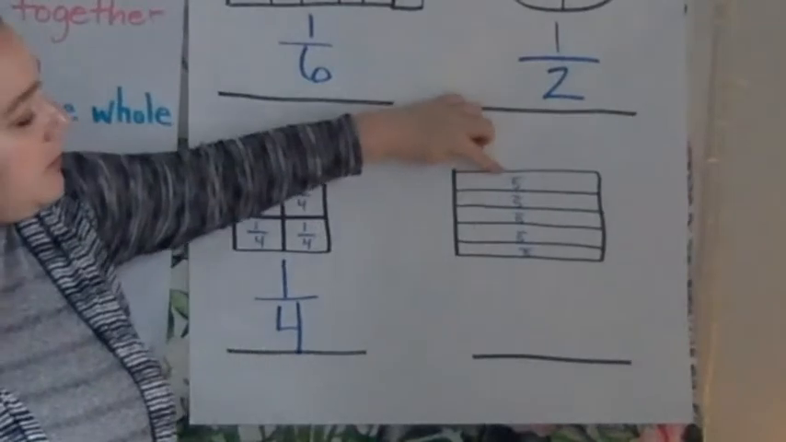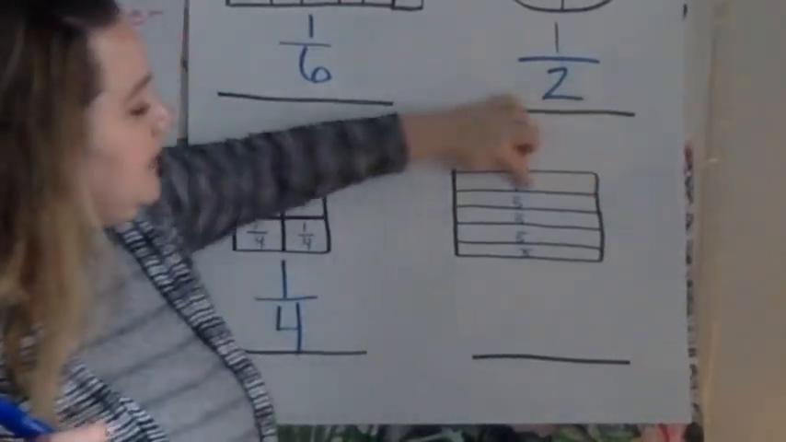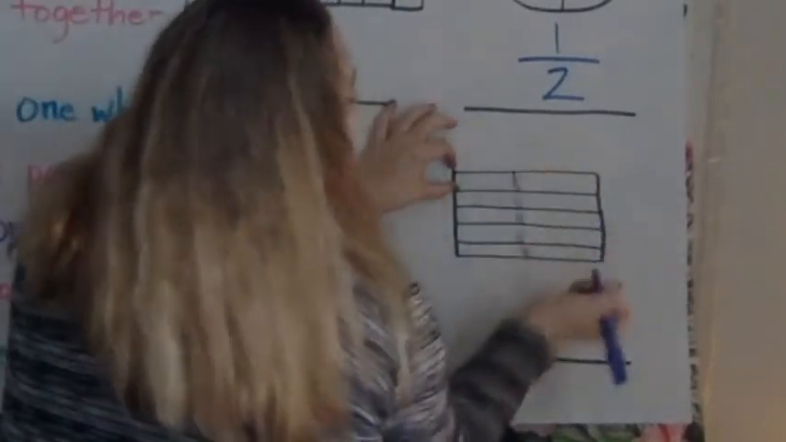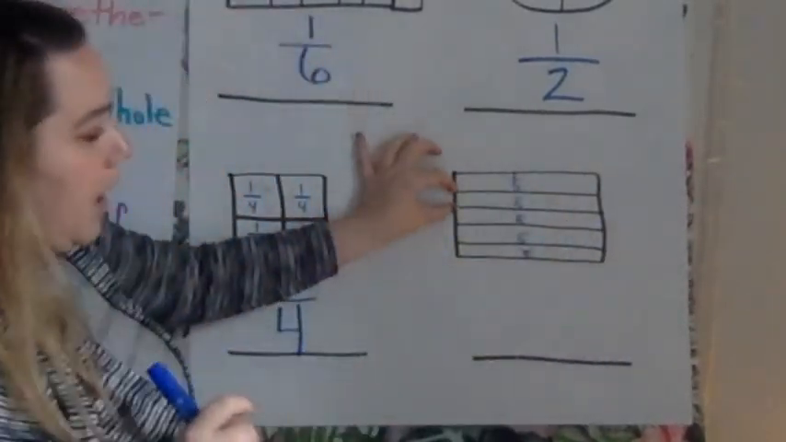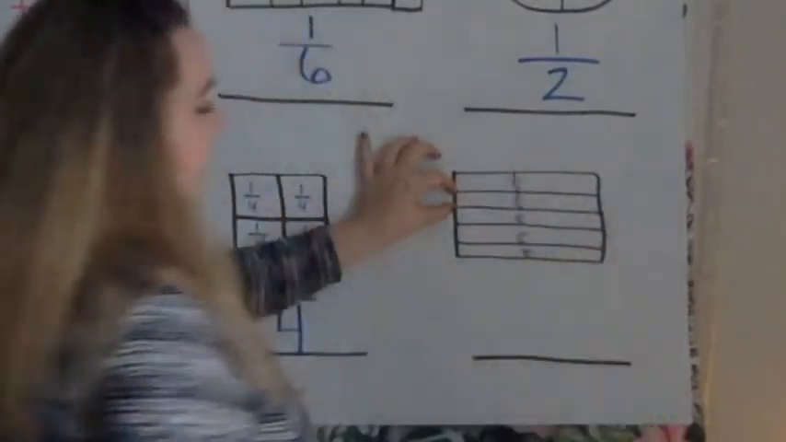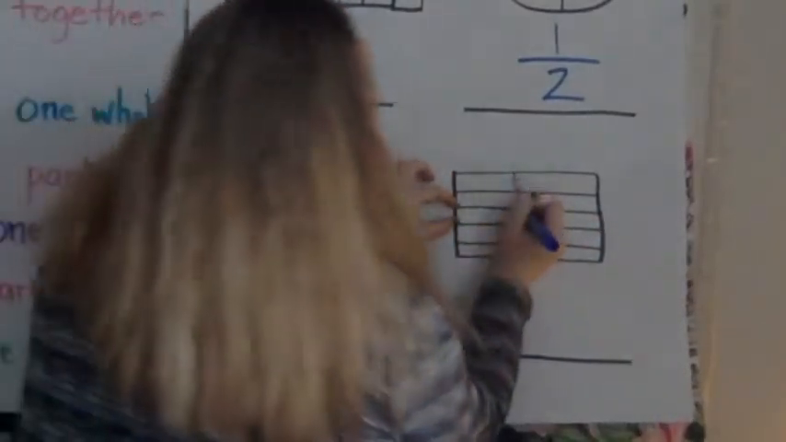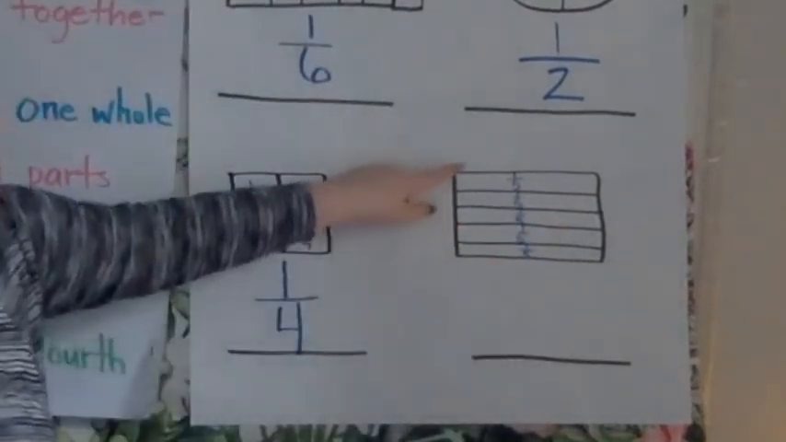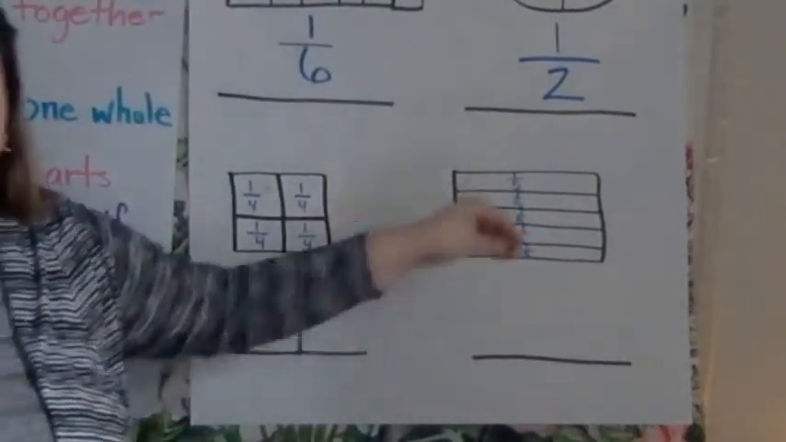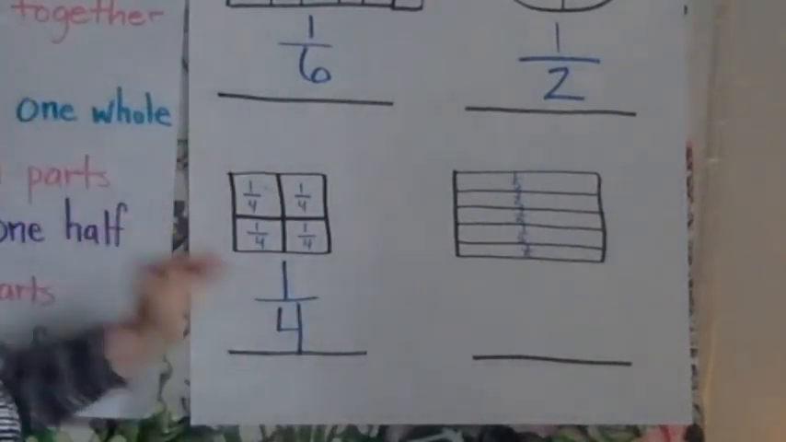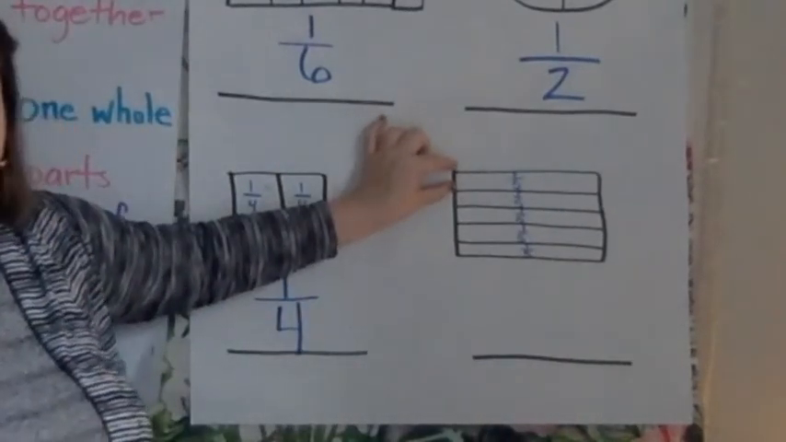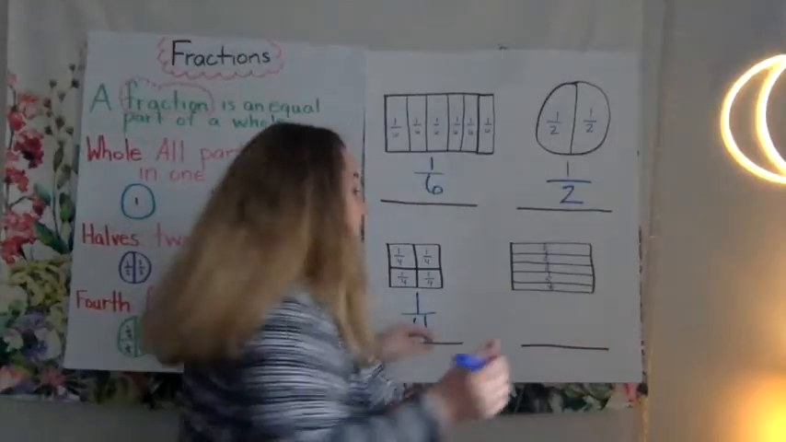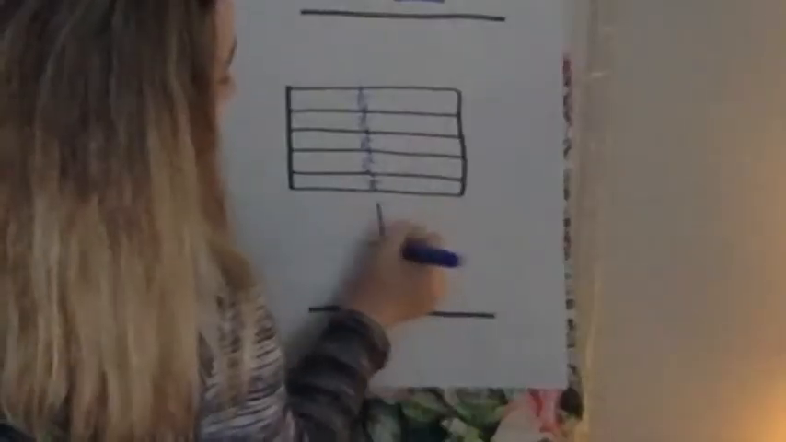So then I just want to know what one of these is. This is one of those 5 equal pieces. This is one of those 5 equal pieces. One of those 5 equal pieces, and so on. So each of these is 1/5. What is one part of these called? 1/5. So my answer would be 1/5.